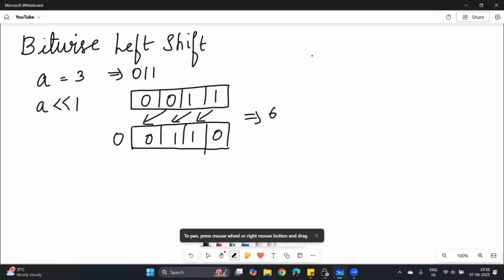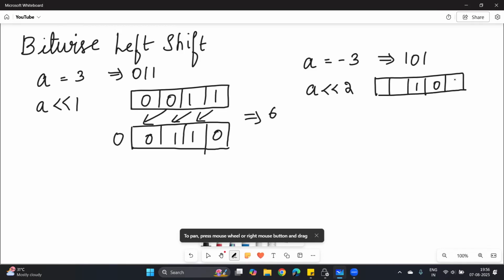Now let us do it for a negative number. a is equal to minus 3. For this, the binary number is 101. And on shifting it by 2 places, I have the number as 101, and here let it be zeros. Now I'm shifting it by 2 places, so this will be shifted 2 places left. So it will be 101, and here it will be 00. And the decimal equivalent of this number is minus 12.